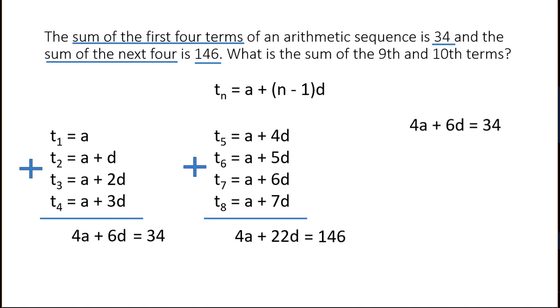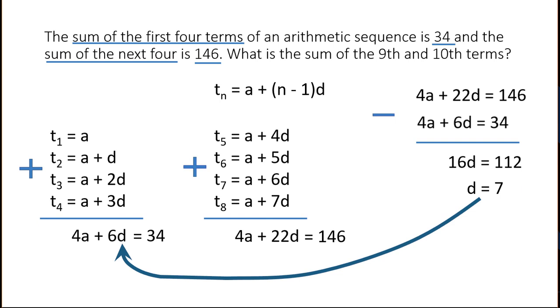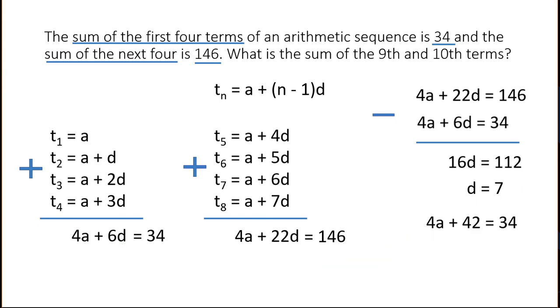So I take those two equations and I minus one from the other. I'm trying to eliminate one of the variables by minusing, and in this case I'm going to eliminate A, and I end up with 16D is equal to 112. I divide both sides by 16 and I get D equals 7. And I take that value of D and I substitute it into that equation there. And I end up with 4A plus 42 is equal to 34. And that gives me A equals minus 2.